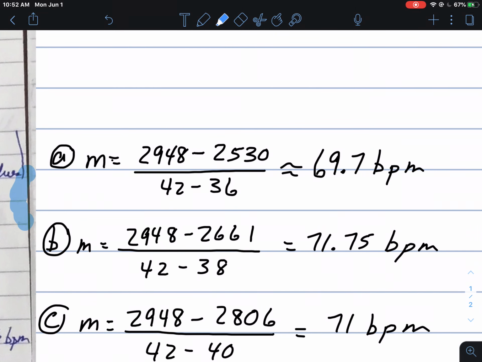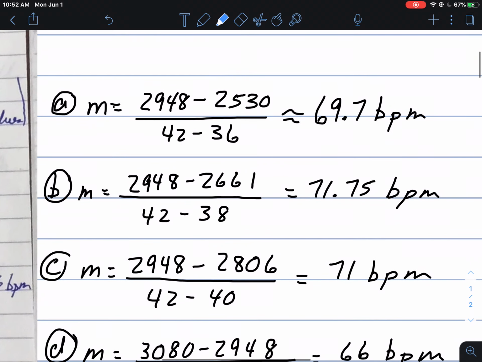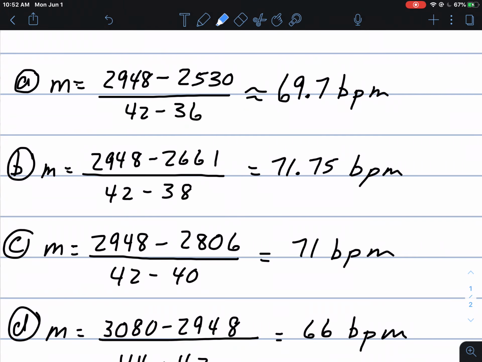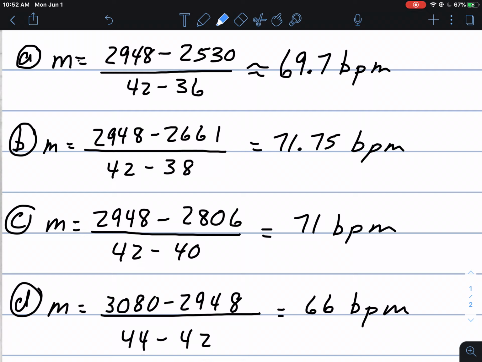Right? So there's part A, B, C, and D in terms of the calculations that were done, but it's all just calculating the average heart rate over these different time periods. So there's the change in number of heartbeats over change in time for each of those time intervals, from 36 to 42 minutes, from 38 to 42 minutes, from 40 to 42, and then we also went 42 to 44. And we have an average of 69.7 beats per minute, 71.75, 71, and 66, but that's where those calculations come from.